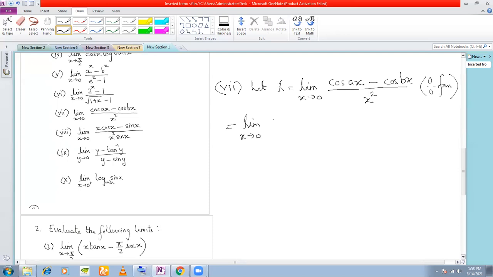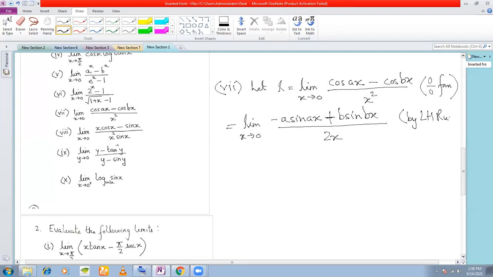The derivative of cos ax is minus a sin ax, and cos bx is minus b sin bx. Because of the minus sign already there, you get a plus, divided by 2x. Now, if you put x equal to 0, again you are getting a 0 by 0 form.